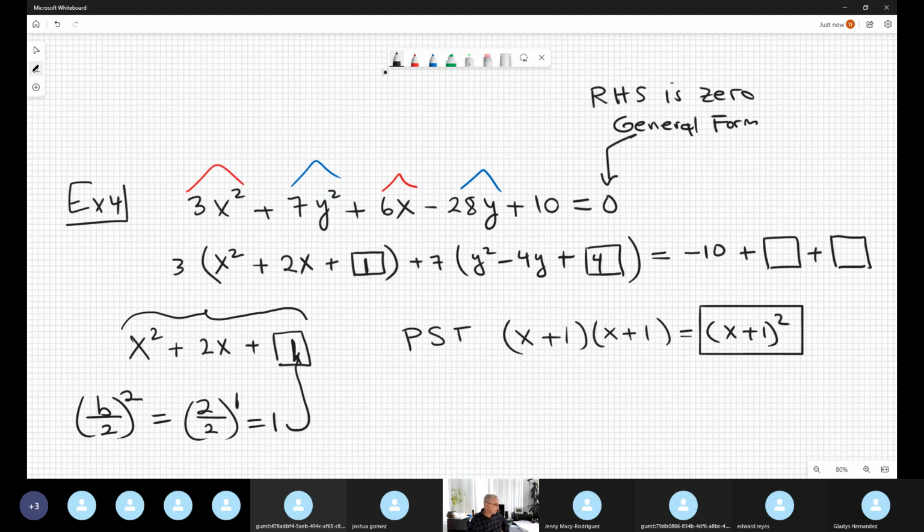Likewise, in the y part, b is 4. I don't care about the sign. The sign is not important. Divided by 2, squared. 4 divided by 2 is 2. 2 squared is 4. Oh, it's a coincidence. Okay, 4 and 4. And the factorization would be, I suppose, y minus 2 squared. Do you understand the importance of this? Okay, cool.